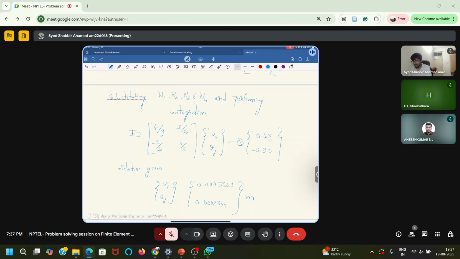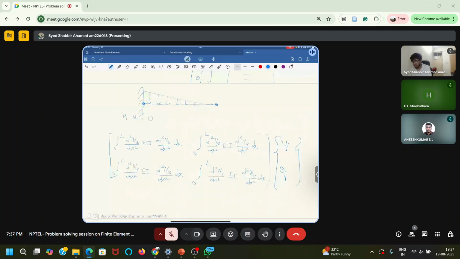So going forward, we will also see that this integration which we are doing here can also be done in a very simple form. Like we have seen the Gauss quadrature method, and we can do the integration using that. So the simplicity can be made here also. I think next week we will see how we can do it. There is something called isoparametric elements, so we will see that.